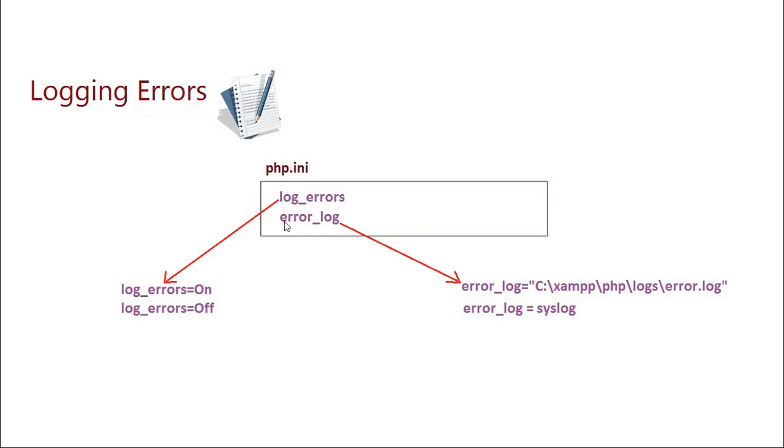Second one is error_log. It specifies the full path of the log file where errors will be logged. The default is usually the system log or the web server's error log. Pass in the special string syslog to send error messages to the operating system logger. If we use the string syslog, then on Unix, the messages will be logged in /var/log/system.log, and on Windows, the messages will be logged in the event log file.